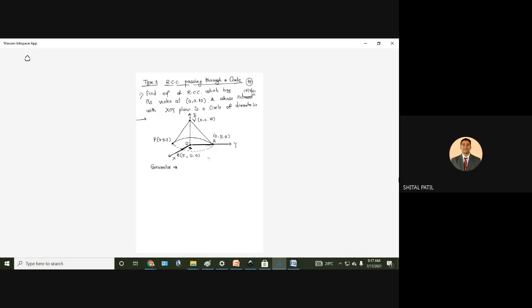So what are the generators? VP is a generator, VA is a generator, and if I draw a line from V to B like this, VB is a generator. And what is the axis of the cone? The line which passes exactly through the center of the cone. So the axis is VO or the z axis. Both have the same meaning; whether I consider line VO or the z axis, they are the axis of the cone. Have you understood up to this step so that we can proceed?